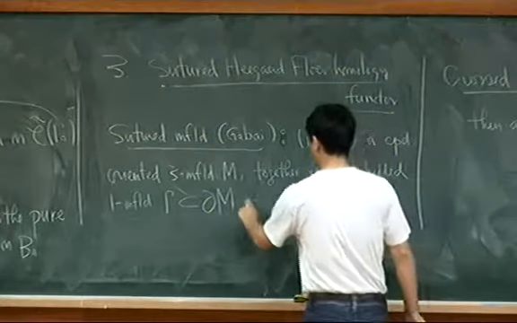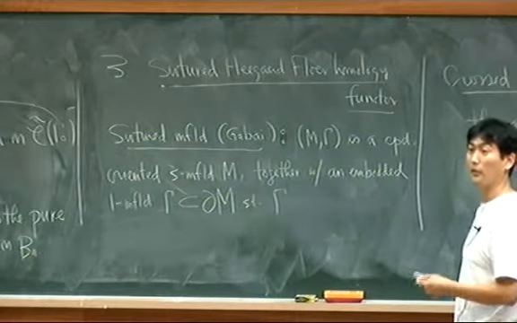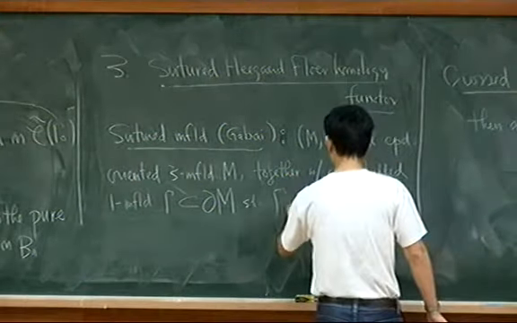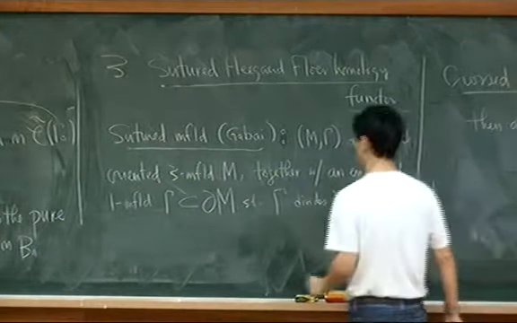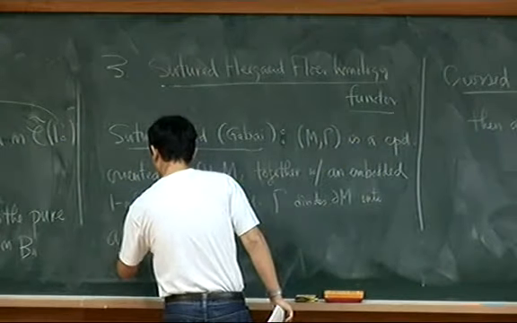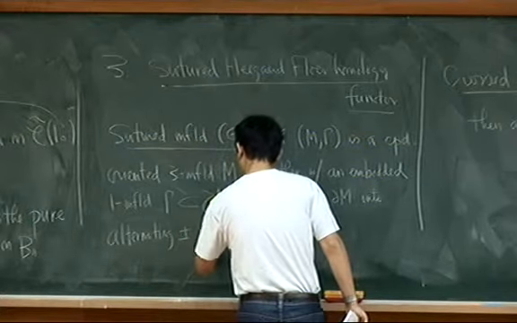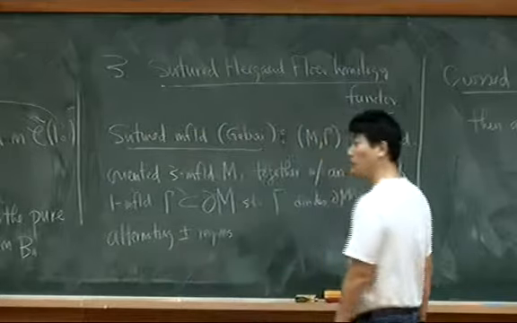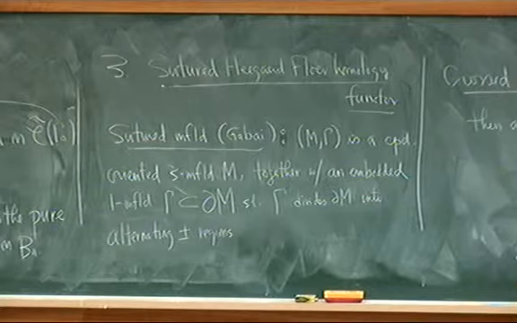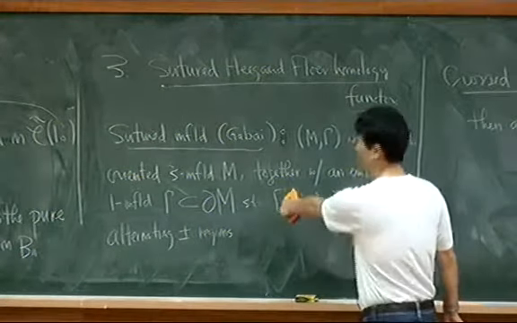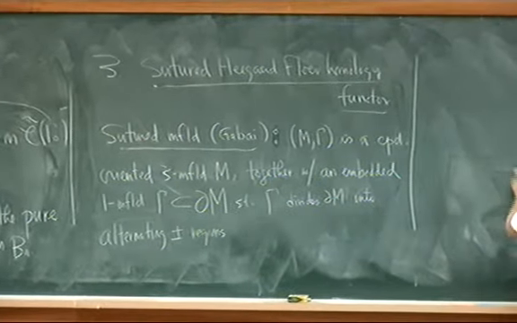Such that gamma divides the boundary of M into alternating positive and negative regions. Okay, so by now, if you know something about contact topology, this sounds suspiciously familiar, right? This is just the dividing set, except that you haven't actually specified the contact structure inside.